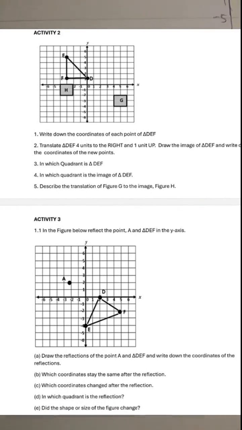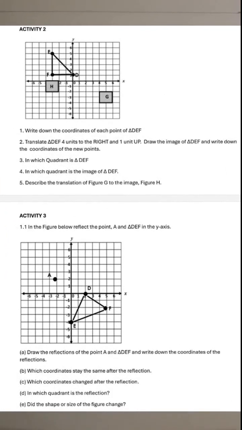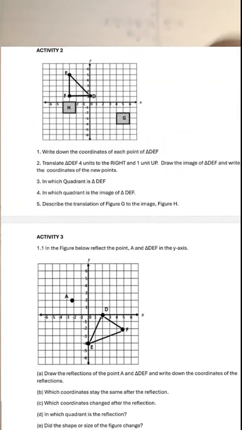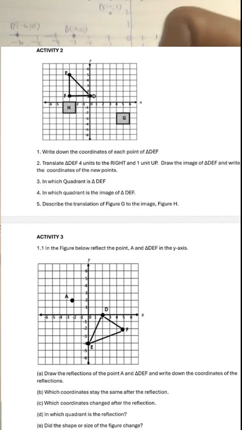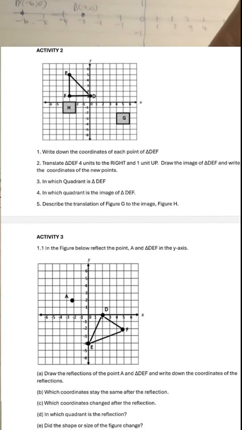And then it says draw the image of triangle DEF and write down the coordinates of the new points. Okay, so we're getting quite a few instructions there. The first thing we need to do is to do what? Translate triangle DEF 4 units to the right and 1 unit up. So we have the coordinates of D, E, and F, but the instruction is to translate, and there are 2 instructions.